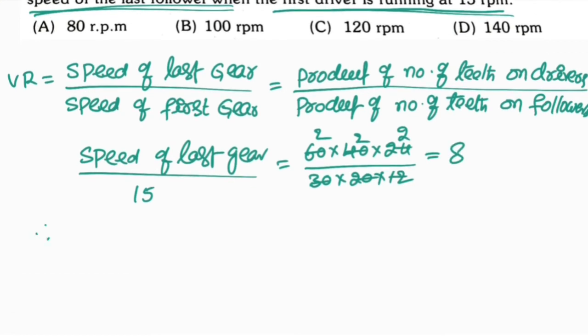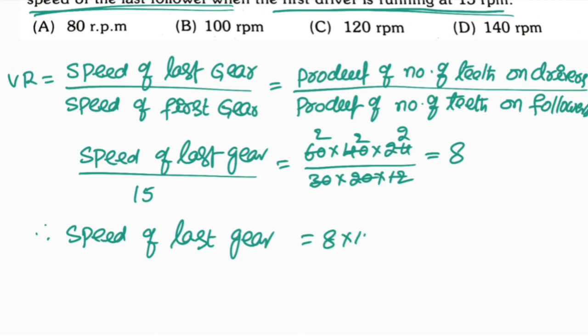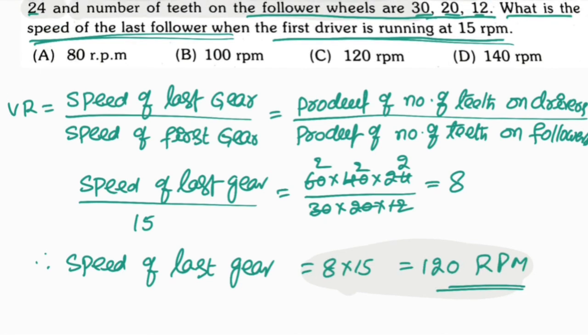Therefore, the speed of the last gear, which can also be called speed of the last follower, equals 8 multiplied by 15. It is equal to 120, since it is speed, revolutions per minute. That is the answer. I hope you got my point. This kind of problem is also equally important. Look at option C. Option C is absolutely correct, 120 rpm.